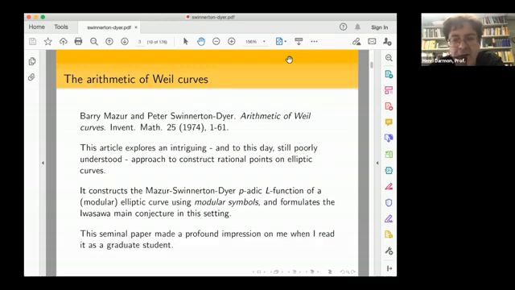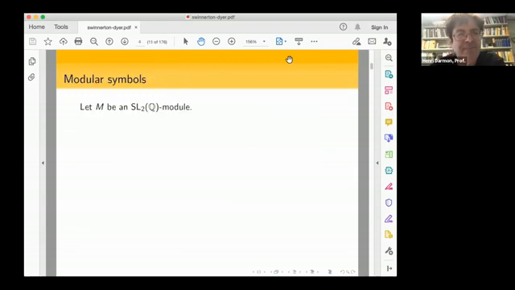When I read this article in the late 80s, when I was a graduate student at Harvard, it made a tremendous impression on me. And I want to talk about some of the things I did later that were strongly influenced by the reading of this paper. So I'm going to begin by talking about modular symbols, which was also a key object in Barry's lecture right before mine. I'm going to take a slightly different approach to it.